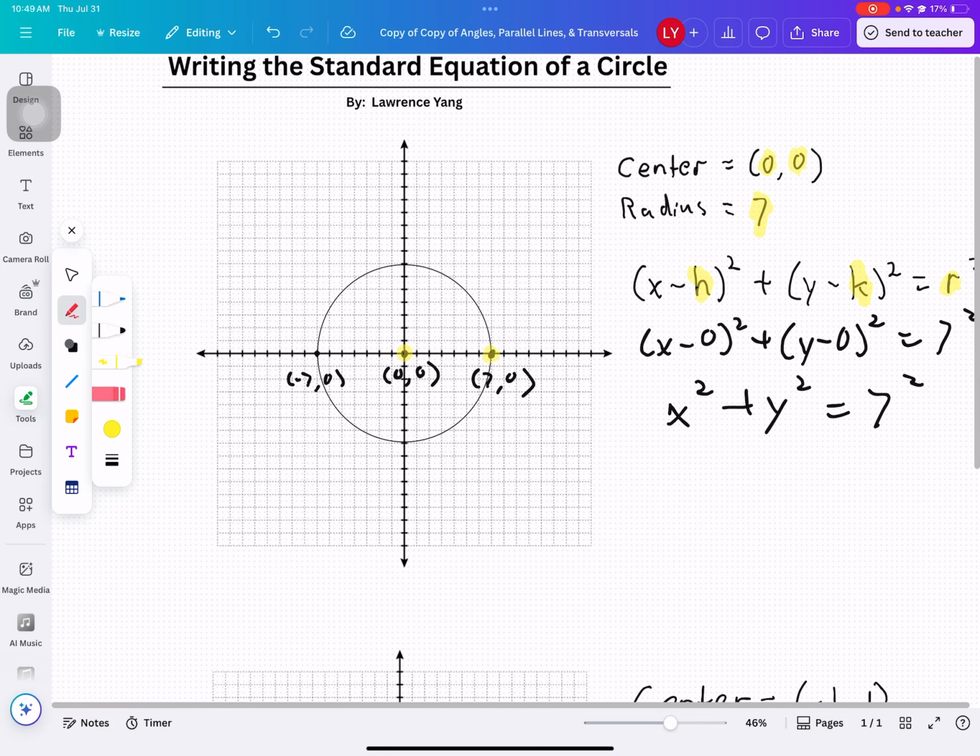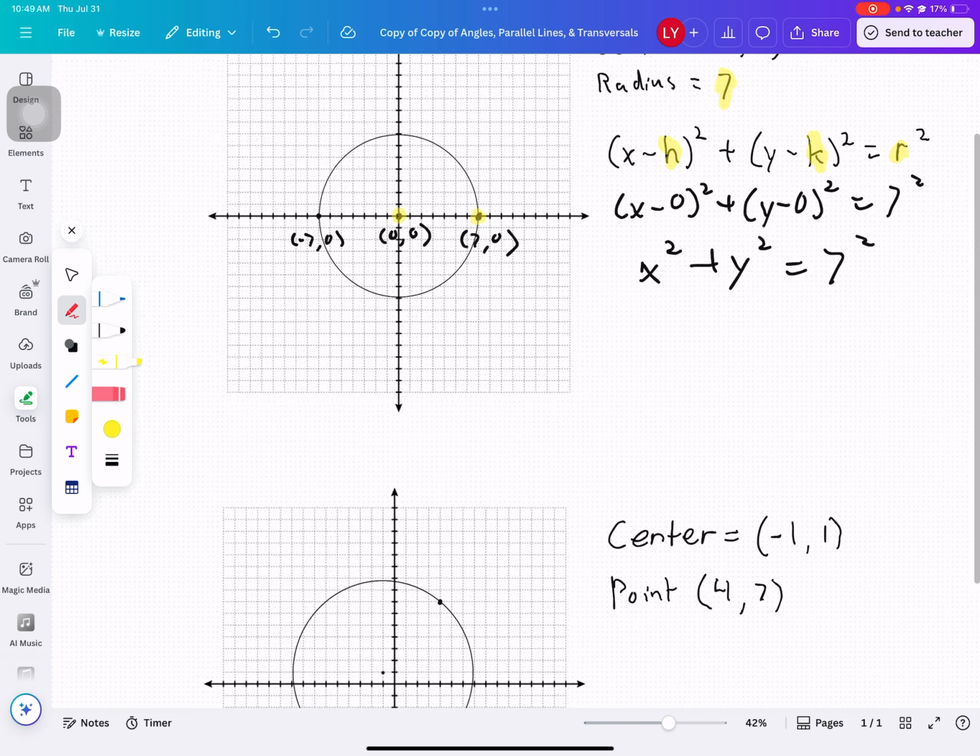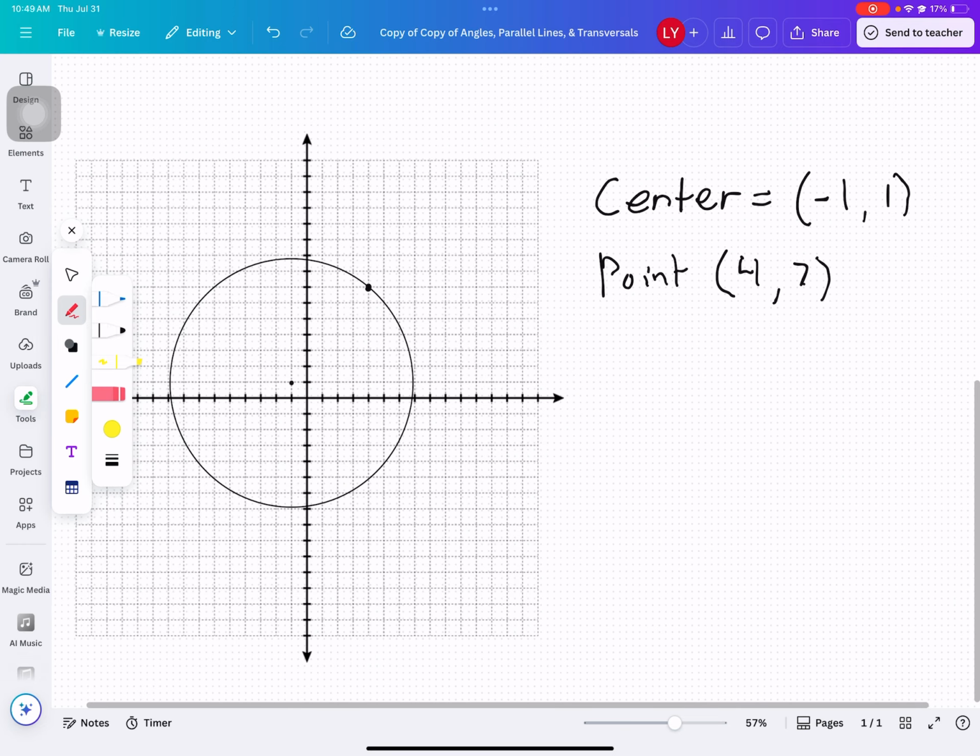Now, another way that geometry books will form this question is by giving you the center of the circle and a point on the circle, which is a little bit more difficult, but I'll explain how to do it.